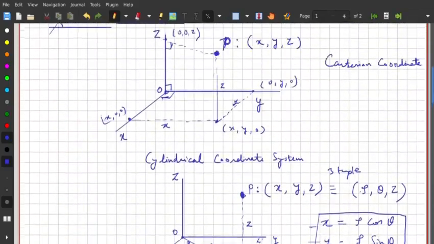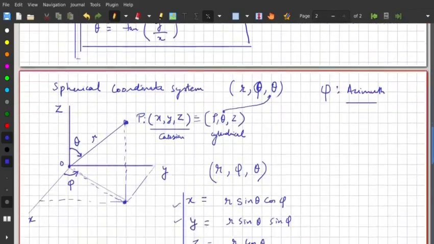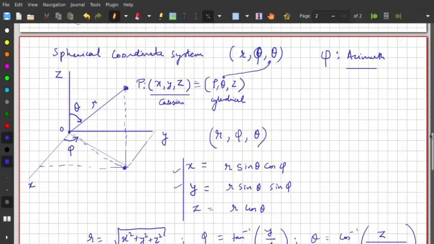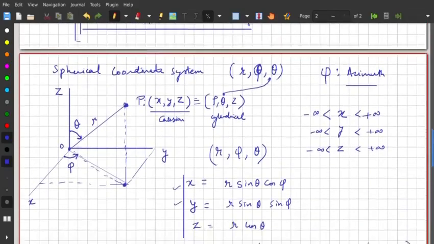One very important point that we need to keep in mind is the range of the variables. In the Cartesian coordinates, x ranges from minus infinity to plus infinity. Similarly for y, and same thing for z. So it's unbounded in all the three directions. It's infinite.